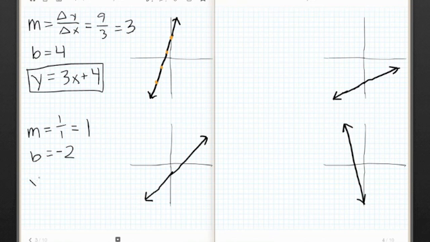So now, y equals mx plus b. Since m is just 1, remember when we have a coefficient of 1 in front of a variable, we don't even bother writing it. So we'll just say y equals x minus 2, because x is the same as 1x. There was almost like an invisible 1 in front of it.